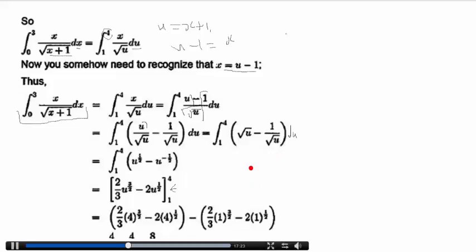So now you can see this is u upon root u minus 1 upon root u, and this part over here remains the same, but this part over here becomes root u. You have to wonder, this is u upon root u, how do you get to root u? I'll tell you how. Do you have any guesses?